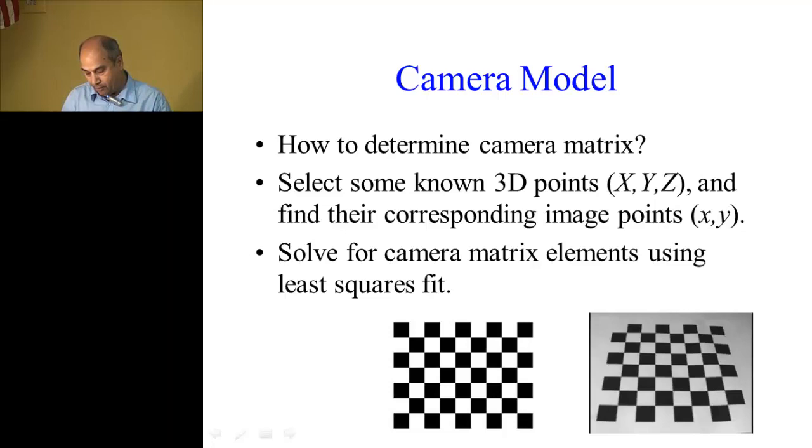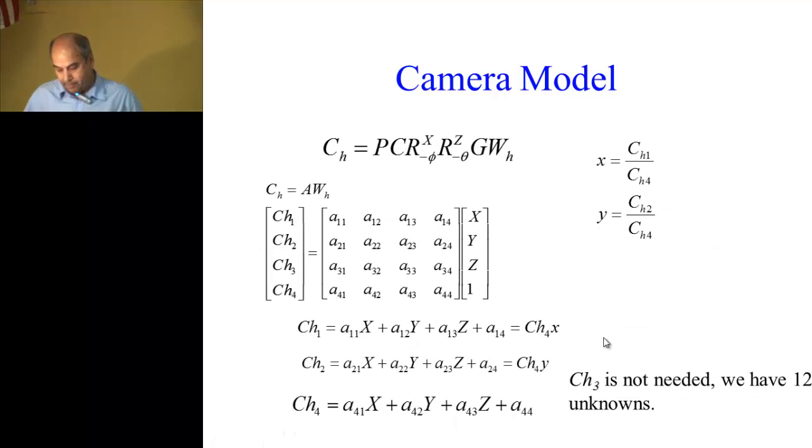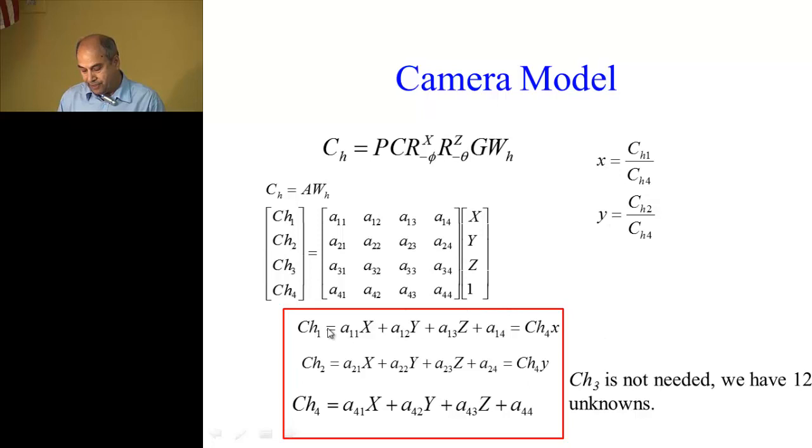Okay, so I know the 3D coordinates from here, I know the corresponding 2D coordinates, then I can do the least squares fit. So remember this was our model, that we have the camera matrix here, these are the world coordinates, the 3D, the image coordinates, and we are going to use these equations to come up with these unknowns, A11 to A14, and A21 to A24, and A41 to A44. And we don't care about A31 to A34 because that's useless.